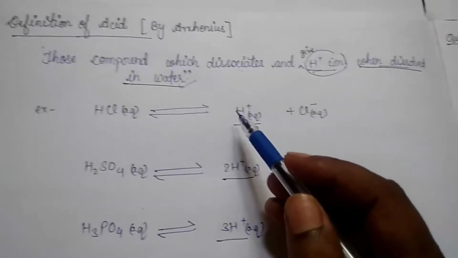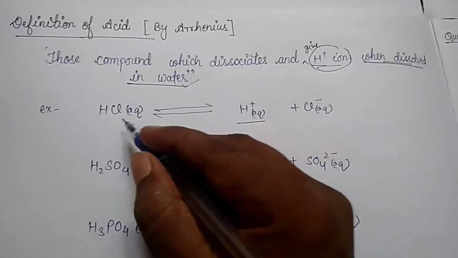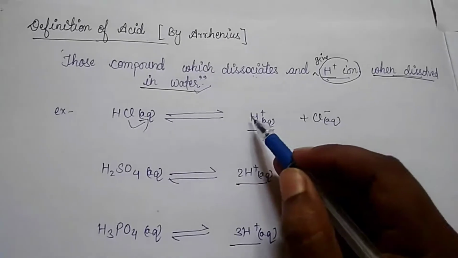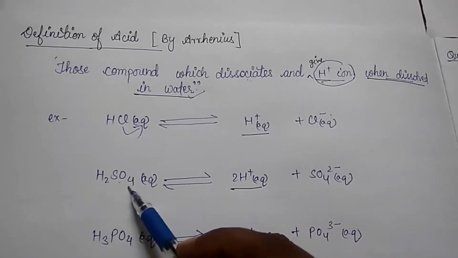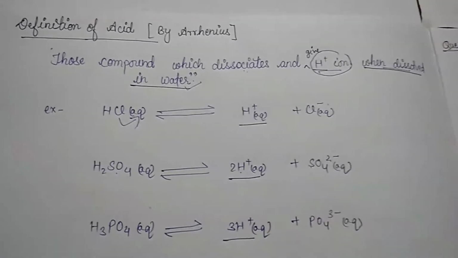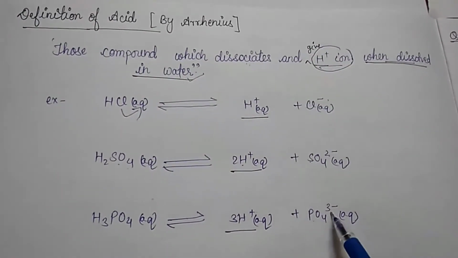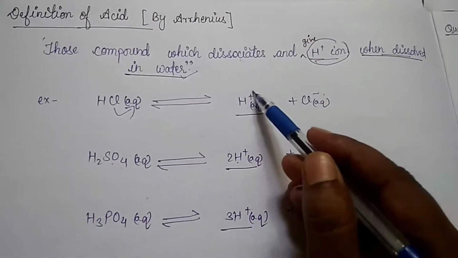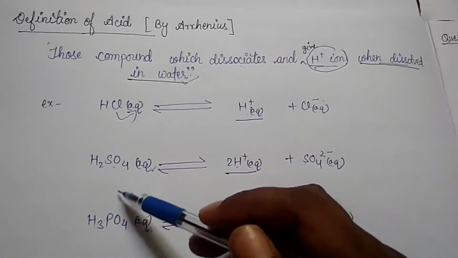Let us take an example to understand this. HCl, when it dissolves in aqueous solution, gives H+ and Cl-. When sulfuric acid, H2SO4, is dissolved in water, it gives 2H+ and SO4 2-. When phosphoric acid dissociates, it gives 3H+ and PO4 3-. So we can see that, children, all these compounds give hydrogen ion when dissolved in water. It means these compounds are acids.